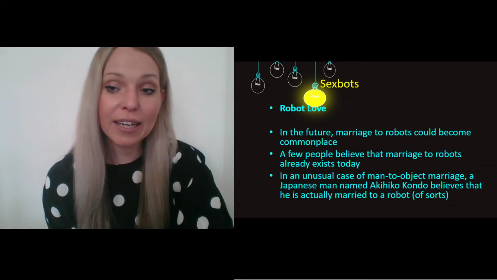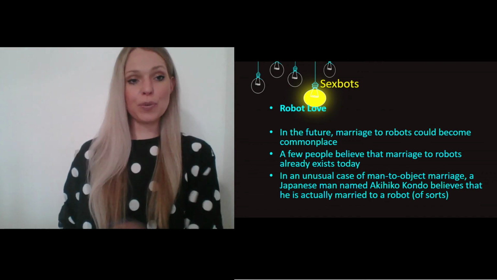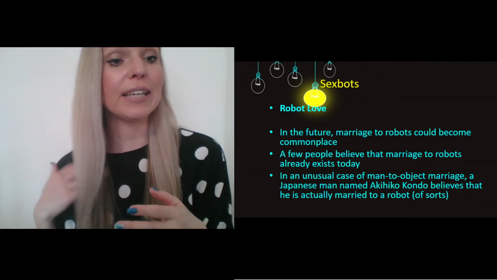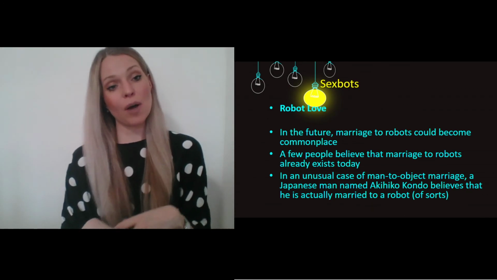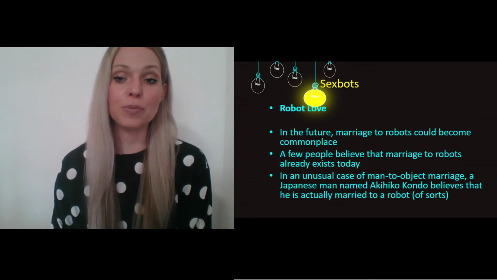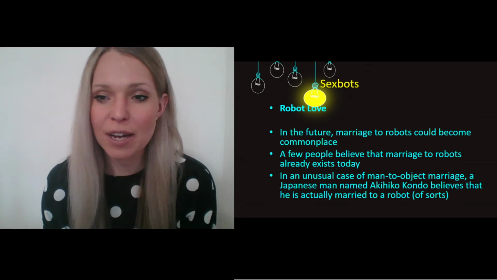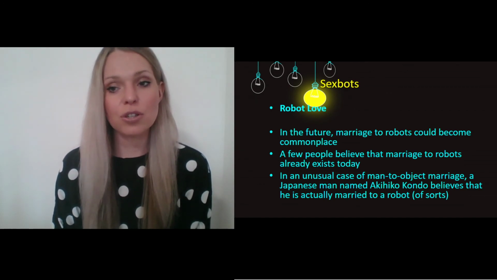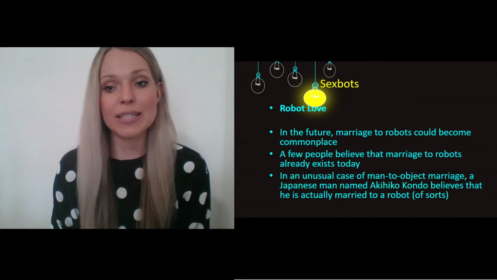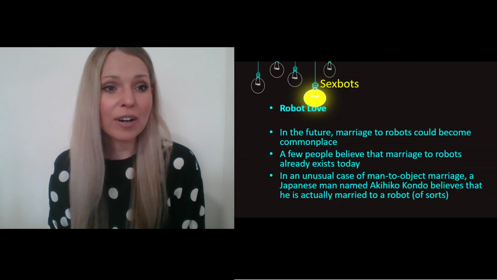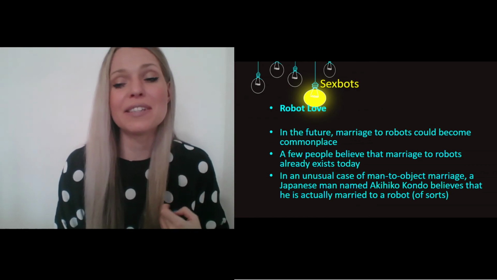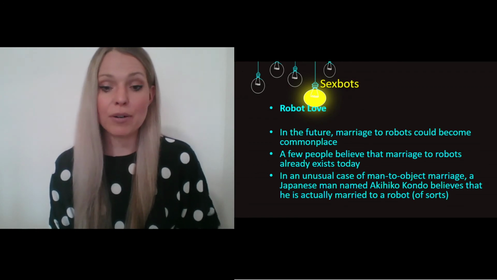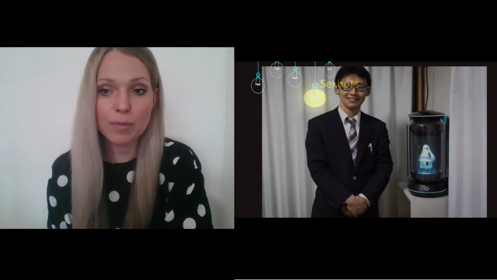And then I wanted to show you a last one, because we have already seen the robots, we have already seen the pillowcase Nimu, and now I'm going to show you a young gentleman. I'm very, very terrible at pronouncing Japanese names, but this is a man-to-object marriage kind of thing. A Japanese man whose name is Akihiko Kondo. I'm very sorry if I pronounce this badly. And he believes that he's actually married to a robot of some sort.